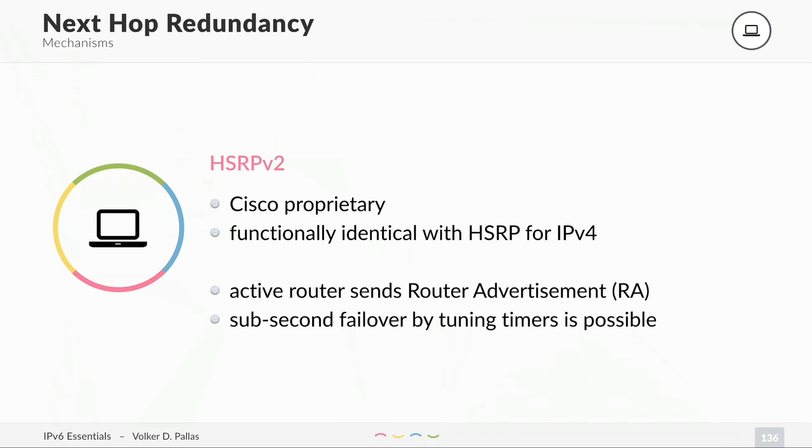The other one is HSRP v2. This is Cisco proprietary. Functionally, it's identical with HSRP for IPv4. The active router sends a router advertisement, and if it fails, the backup router sends an advertisement because it takes over the active state. It's the same concept also like in VRRP. And also with HSRP, you can have sub-second failover if you like.